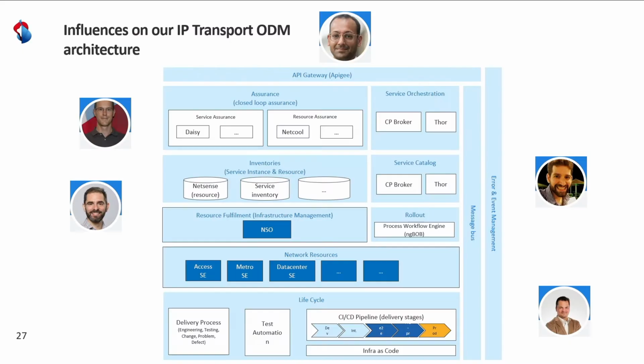Let me show you what influences our IP transport. Thank you very much. Our IP transport ODM architecture. An ODM, or an operational domain, is a confined set of services and systems that are necessary to fulfill the service that this network offers, and can be combined together.